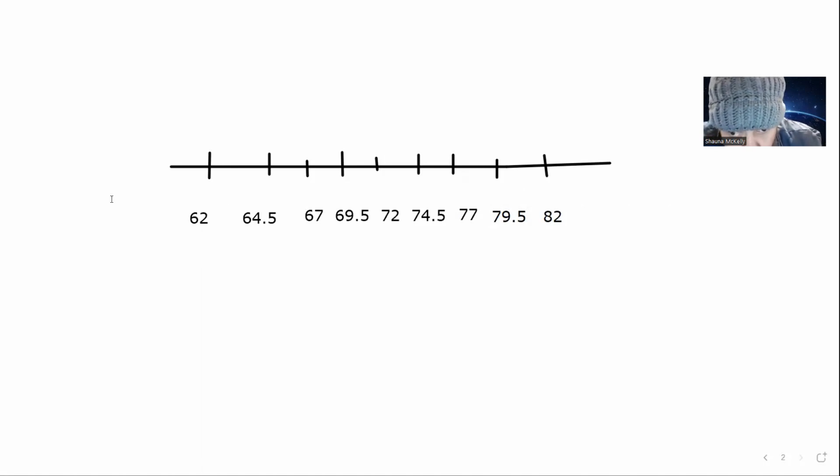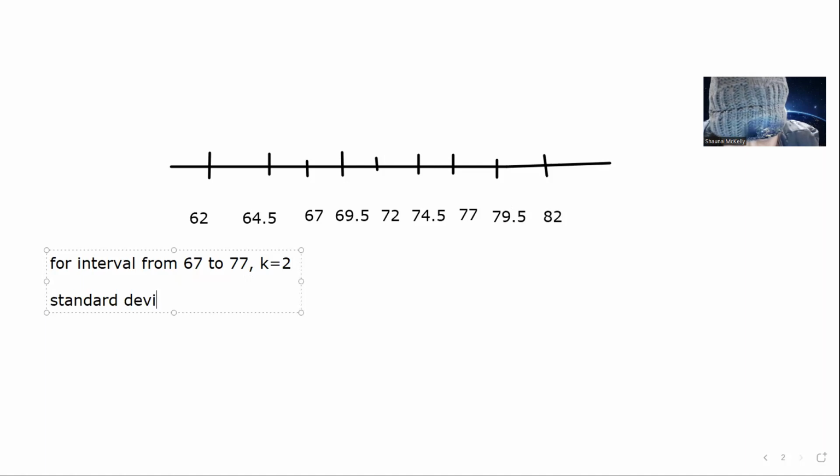So now we know some things. We know what the standard deviation is, just to remind you. But we want to do some work on the second interval. Since we've worked on this, we now know that for the interval from 67 to 77, K is 2, right? And we know that the standard deviation, which is S, is 5/2 or 2.5, right? Now, we're going to be looking at a different interval.